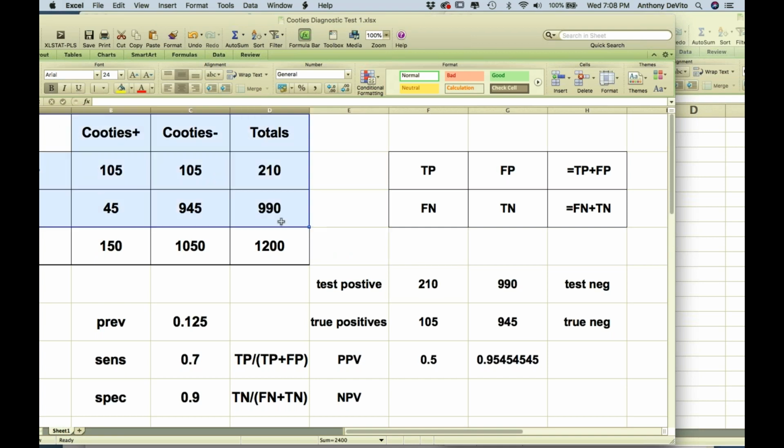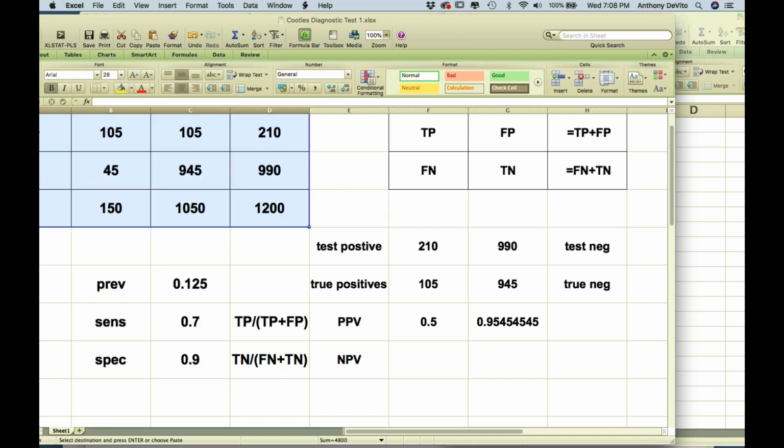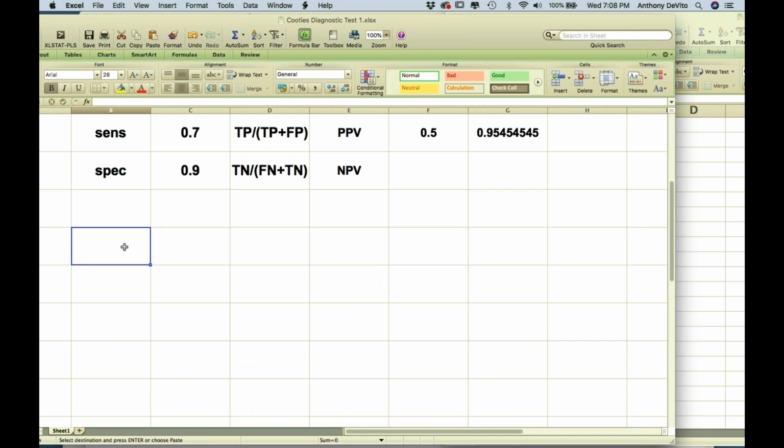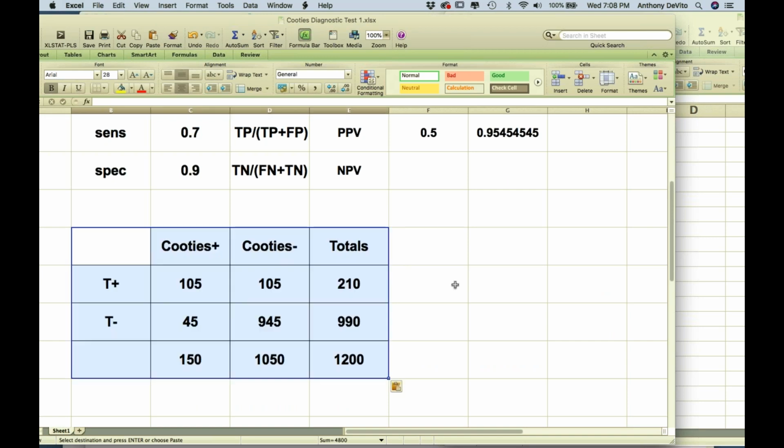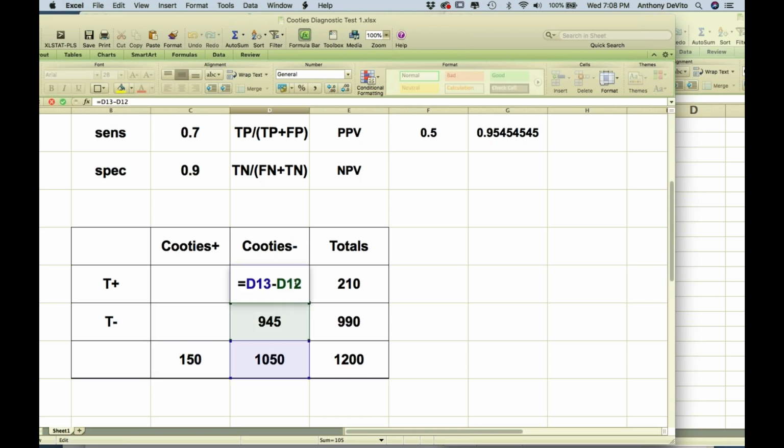Okay, so now I'm going to do this same thing. I'm going to copy and paste this. I'm going to put this over here. Okay, except this time I'm going to change something. I'm going to say that instead of 150 people having cooties, I'm going to get rid of this. Get rid of this. Get rid of this. And get rid of these totals.